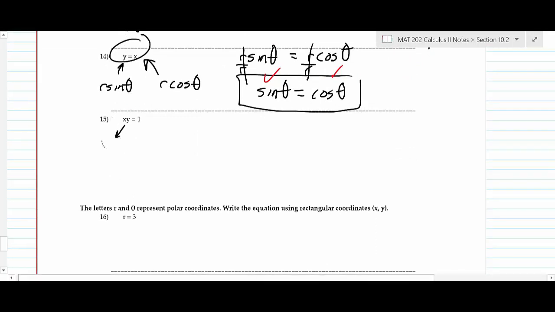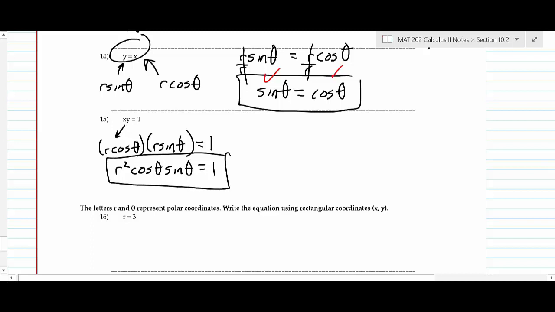Okay? All right, this next one, we just do this. So x becomes r cosine theta. Y becomes r sine theta equals 1. Square it out. You're going to have r squared cosine theta sine theta equals 1. That's good enough. You don't have to do anything else with that. Okay? So that's fine. Nothing to it.